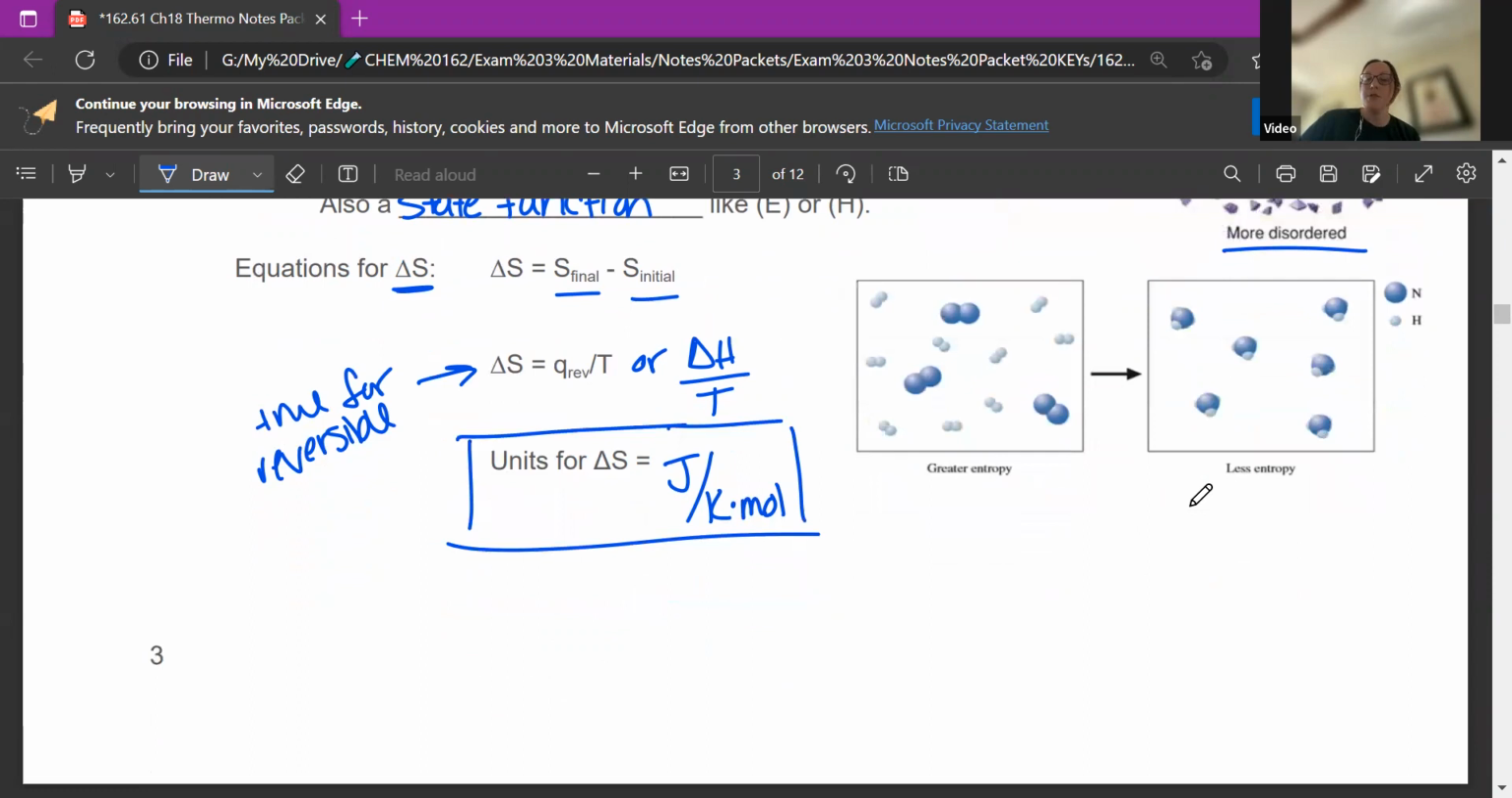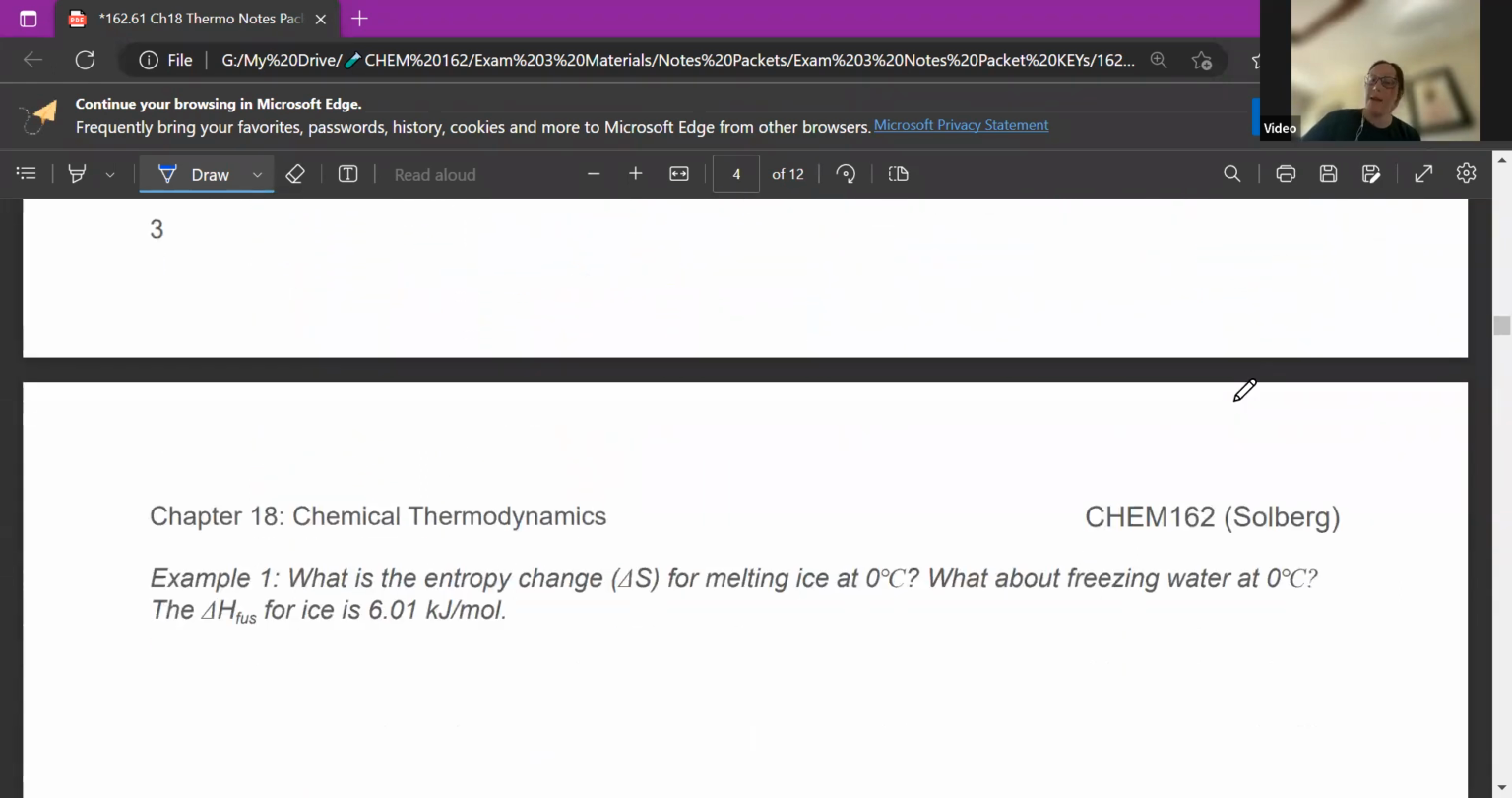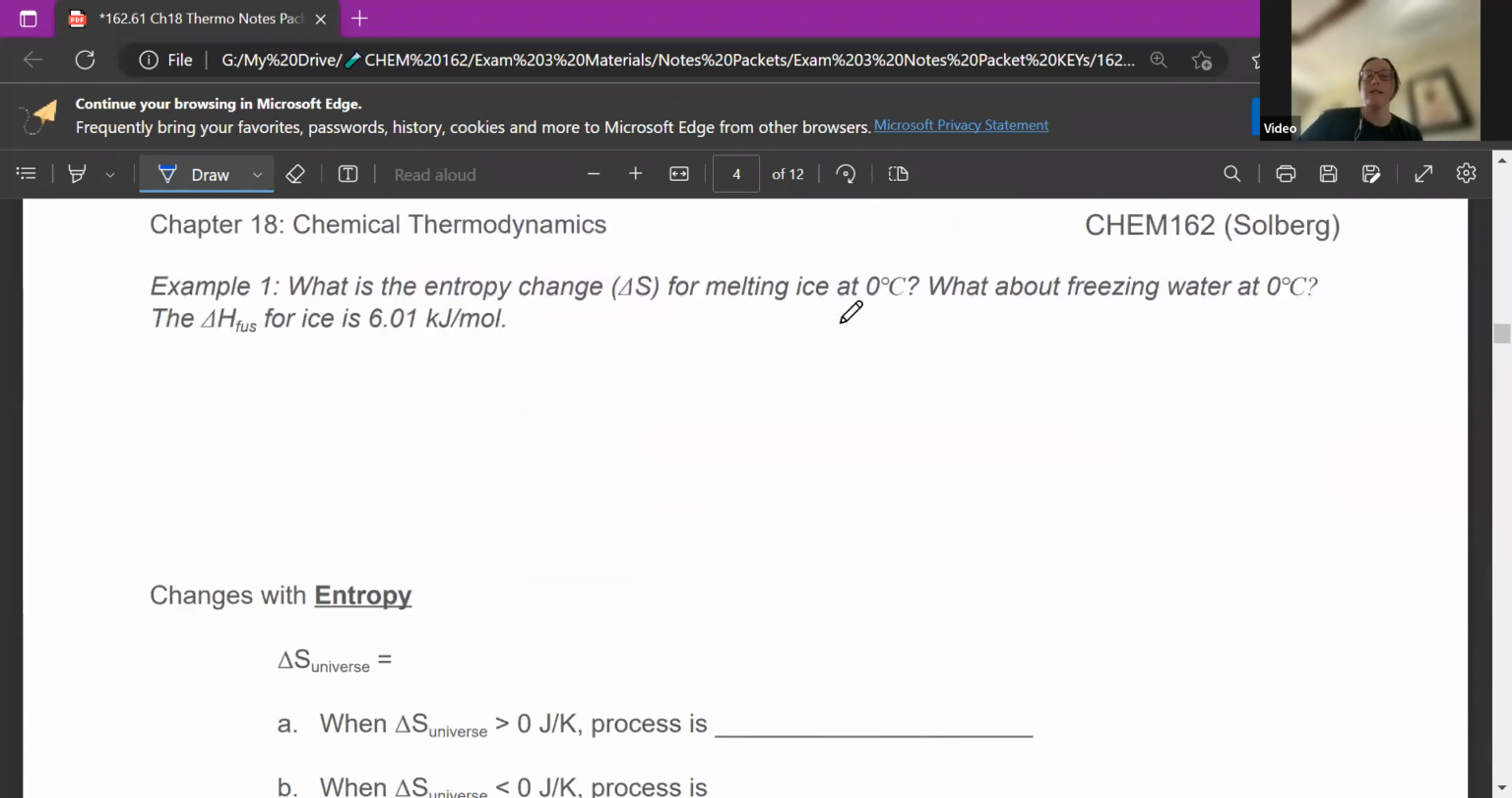So I do have an example problem based on that equation up there. Like I said, we're not going to be using it much, but we can. Example number 1: what is the entropy change, delta S, for melting ice at 0 degrees Celsius? What about freezing water at 0 degrees Celsius? And I gave you the delta H fusion for ice is 6.01 kilojoules per mole.